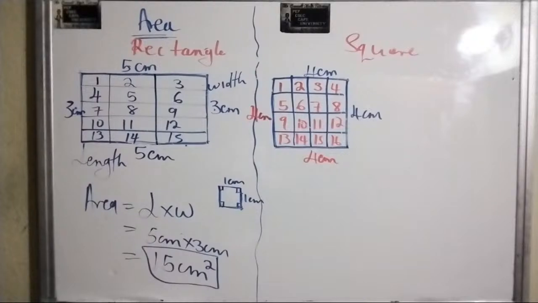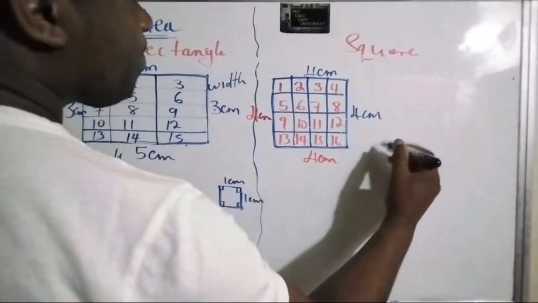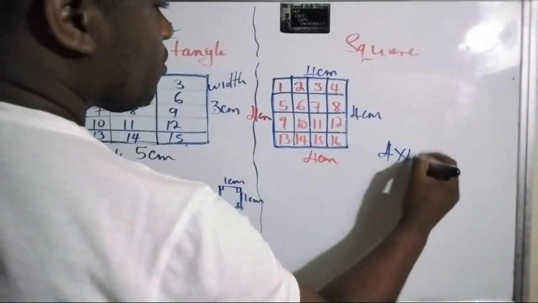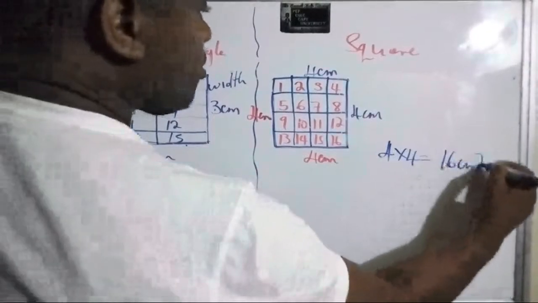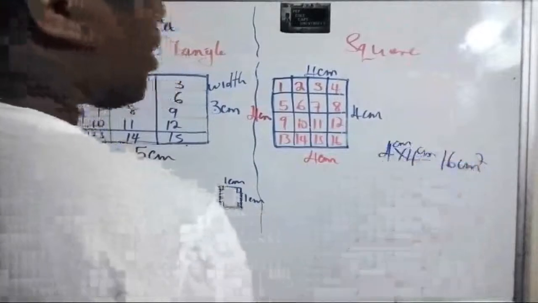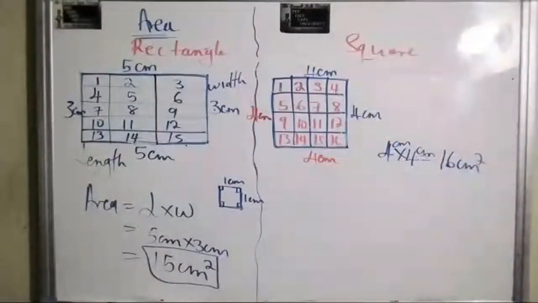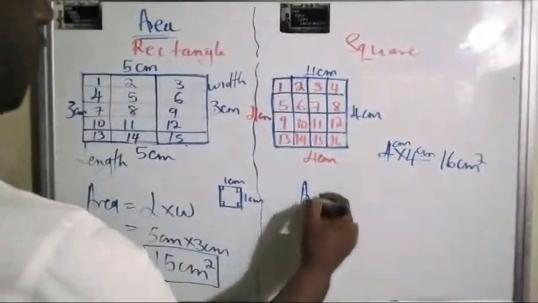Alright, so let us examine another one. Could we have said 4 times 4? 16 centimeter square. Alright, this will have centimeter, this will have centimeter, right? So with all sides equal, you can just say square. So that is why they say area of a square.